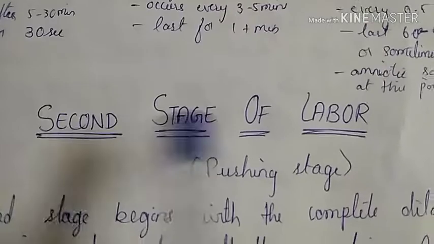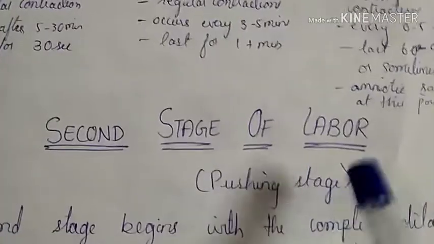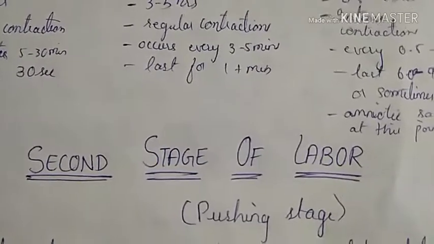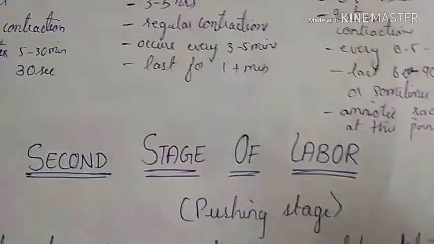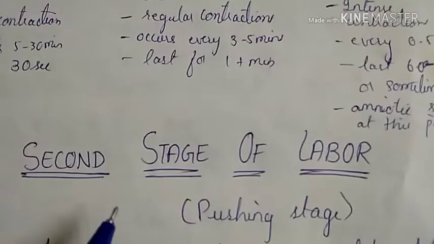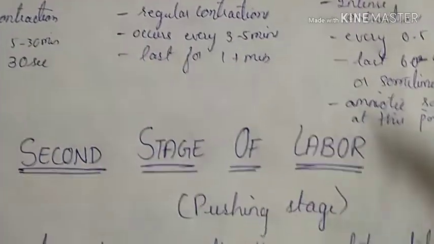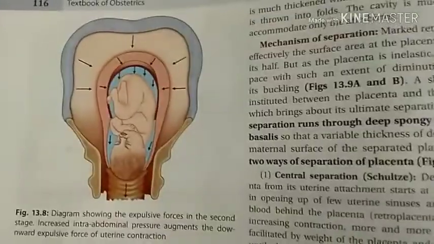Now let us go to the second stage of labor. It is also called the pushing stage, and this stage begins with complete dilatation of the cervix and ends with complete expulsion of the fetus. This stage lasts for about 1 to 2 hours in primigravida and about half an hour to 1 hour in multipara. So here let me explain with this figure.